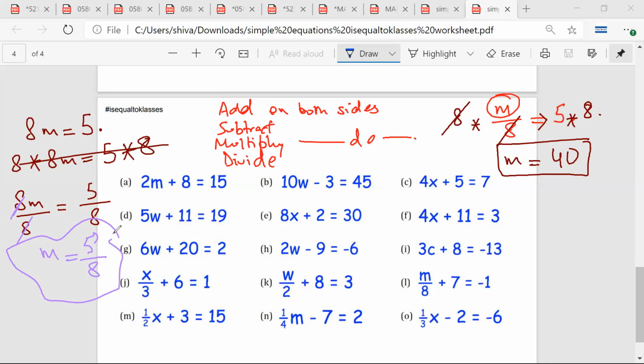See, the rules are very simple. You can take any number. You have to add, subtract, multiply, or divide on both sides, with the same number. Mr. Sarthak, any confusion? No, sir.